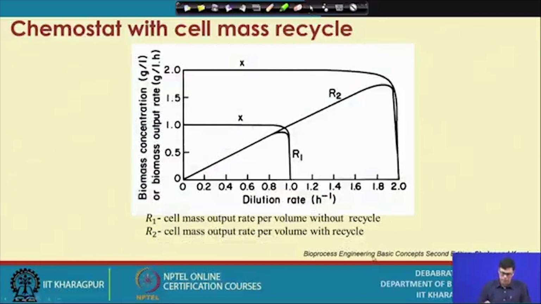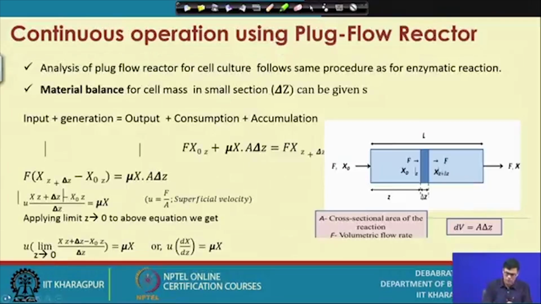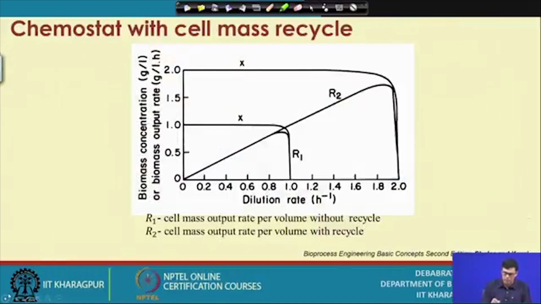Now, if you plot the dilution rate against the biomass concentration and the rate of biomass formation, then you will find that these are the two situations we have, R1 and R2. Am I right? What is R1? R1 is the cell mass output per volume without recycling, and R2 is with recycling.